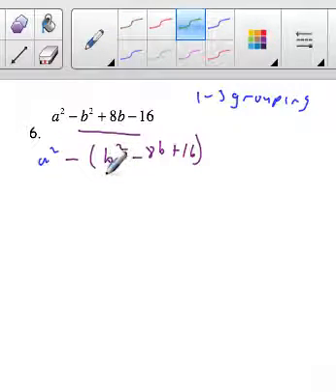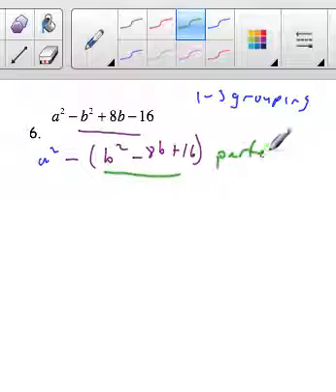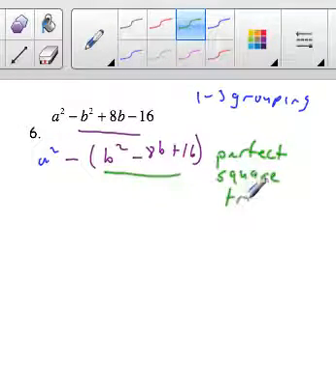And now when I look at the last 3 terms, they are actually a perfect square trinomial because the first term is a perfect square, b squared. The last term is a perfect square, 16, which is 4 squared. And negative 8b is 2 times the square root of b squared, which is b, times the square root of 16, which is 4. And that term can be plus or minus.